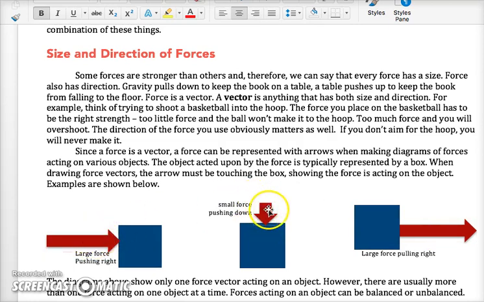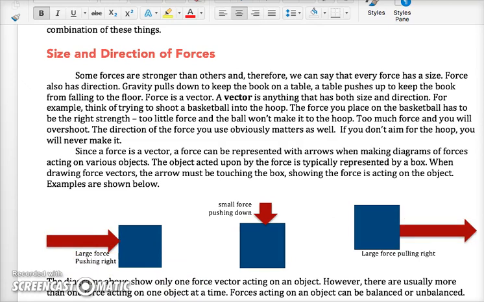A vector is anything that has size, and then obviously every force also has a direction, like gravity might pull on an object down, or somebody might pull an object to the right, or push it to the right, but a force always has a direction. A vector can be represented by an arrow, showing whether or not that force is a large force or a small force, and which direction that force is pushing or pulling.